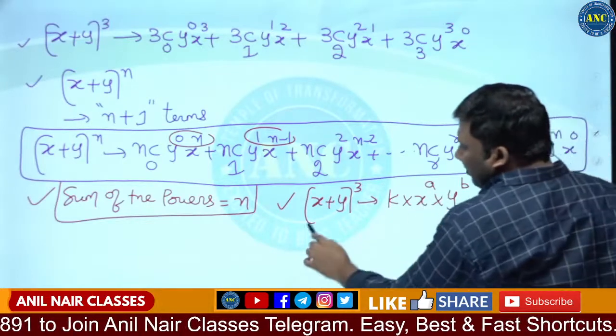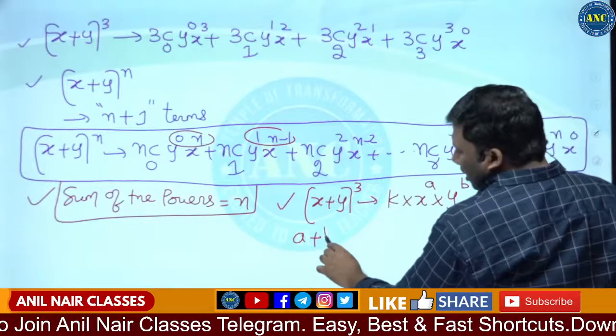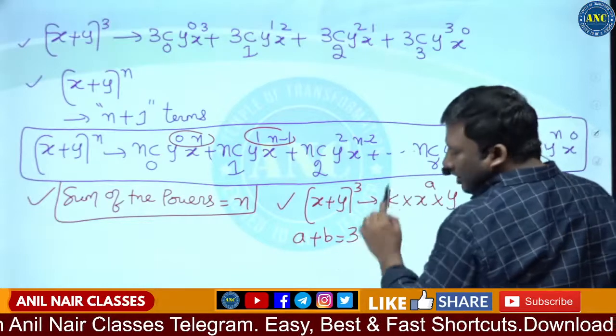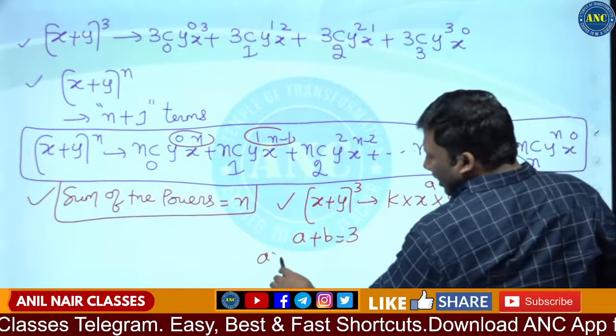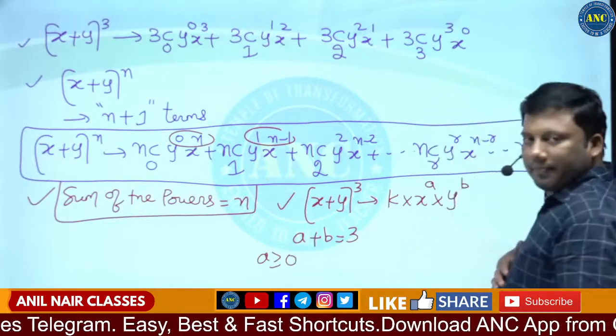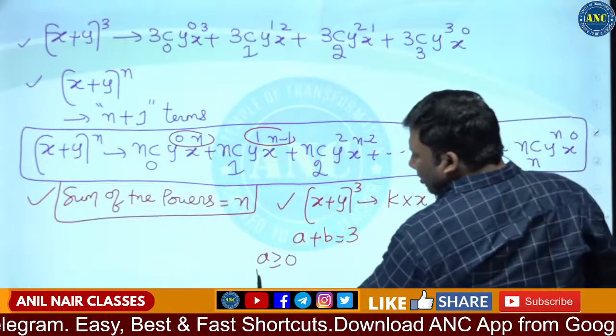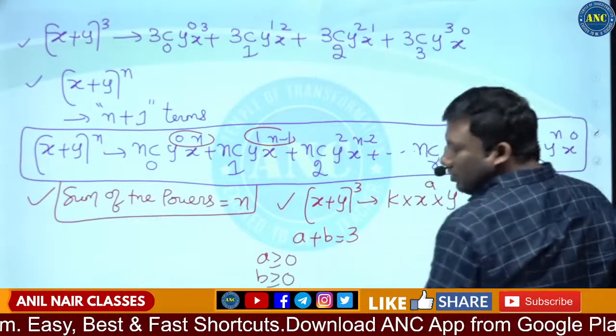Can I say the sum should be equivalent to 3? A plus B is equivalent to 3. Can A take 0? Yes. A is greater than or equivalent to 0. Can B take 0? Yes. B is greater than or equivalent to 0.